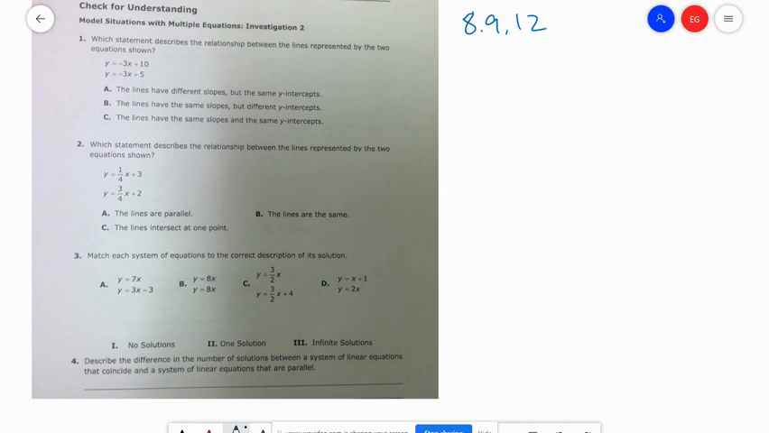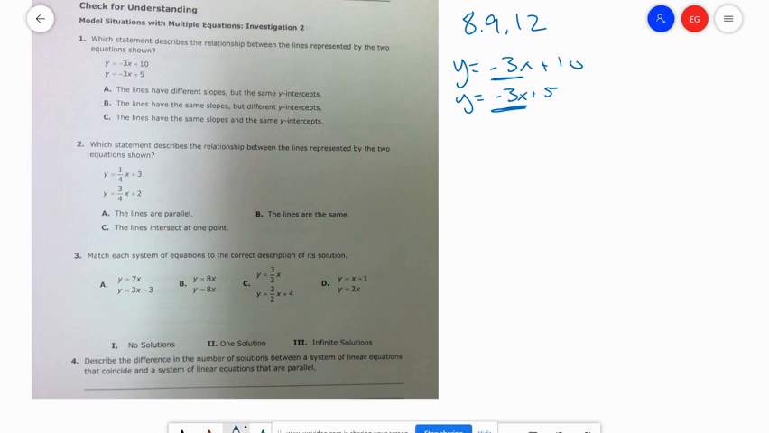Which statement describes the relationship between the lines represented by the two equations shown? So let's go ahead and look at it. y is equal to negative 3x plus 10, and y is equal to negative 3x plus 5. Hopefully we notice that the slopes right here are exactly the same. So we can go ahead and narrow out some things.